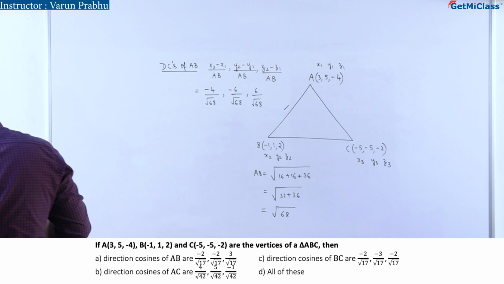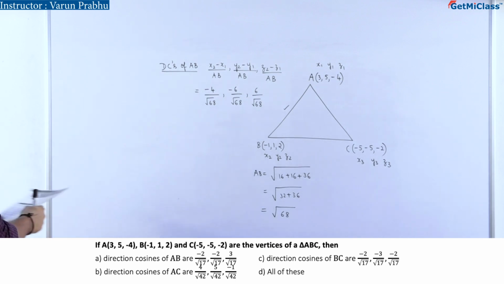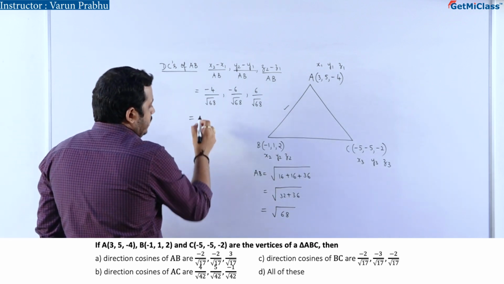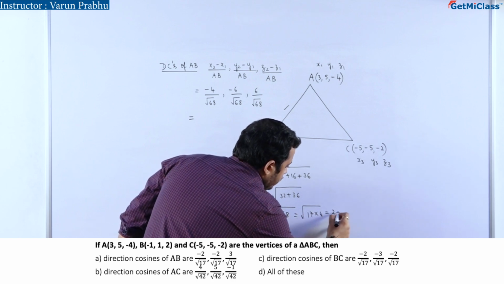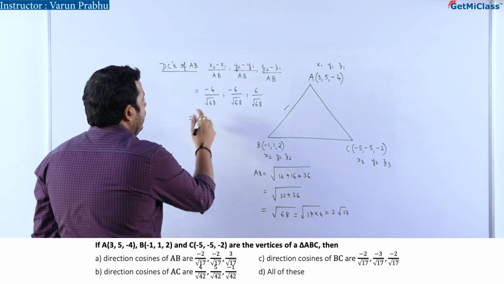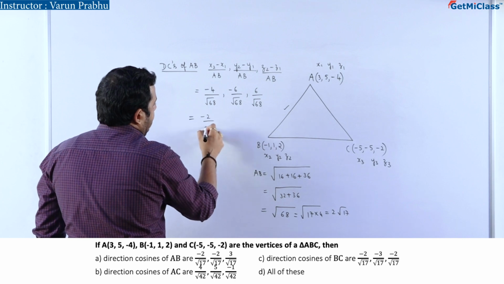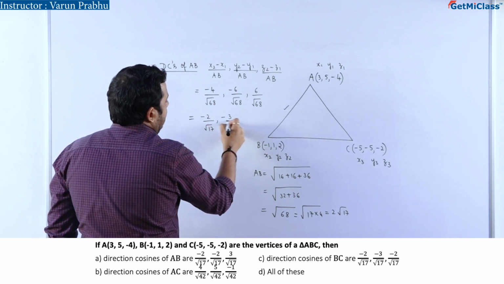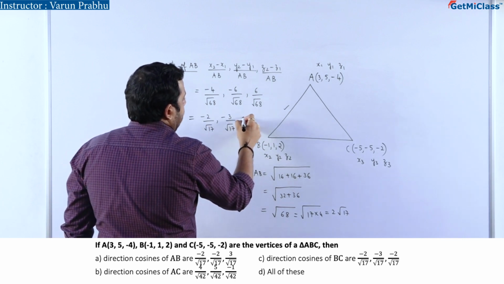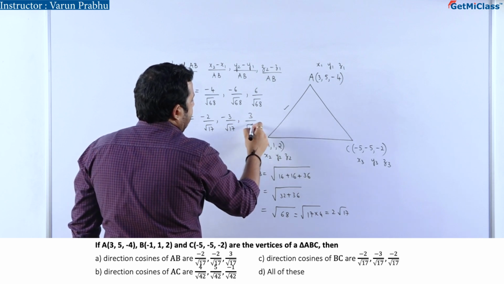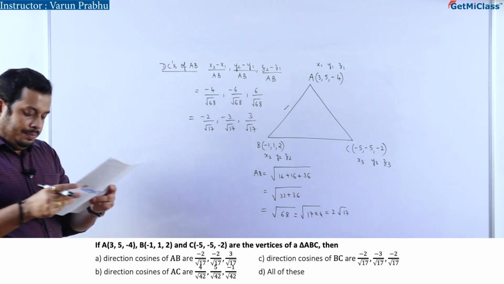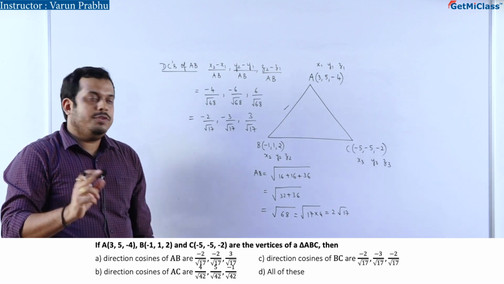If you look at the options here, 68 can be written as root of 17 into 4, which is nothing but 2 root 17. So, I can write minus 2 divided by root 17, comma, minus 3 divided by root 17, comma, plus 3 divided by root 17. Is it matching? Yeah, the first option is matching.